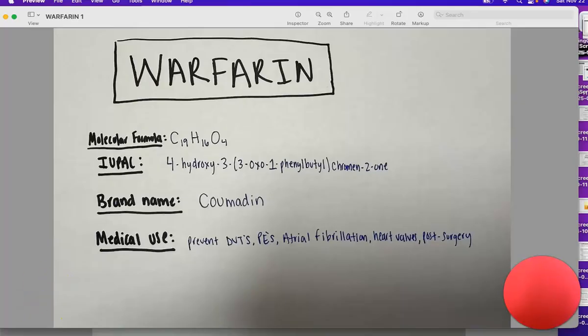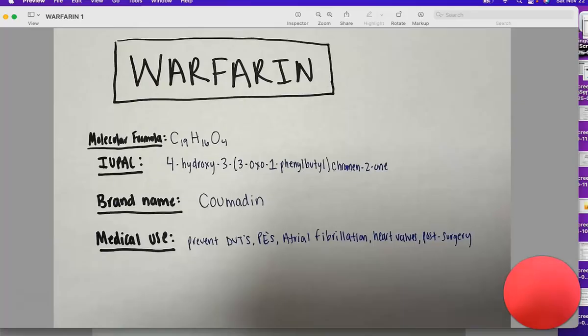So today I'm going to be talking about warfarin, which is a chiral molecule that's one of the most widely used anticoagulation medications in medicine. It's a great example of how molecular structure and specifically chirality can directly affect how a drug works. So as you can see on the screen, we have warfarin here. The molecular formula has 19 carbon, 16 hydrogen, and 4 oxygen, as well as you can see the IUPAC name for warfarin.